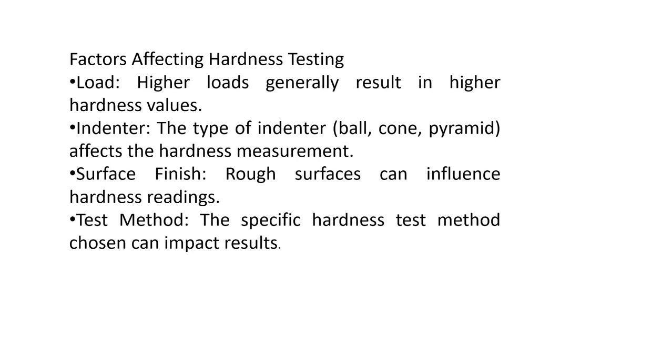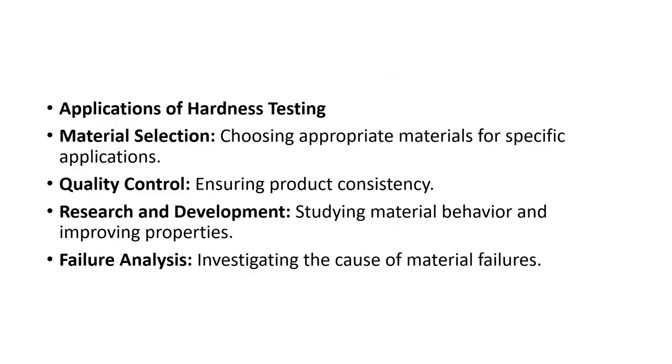The various factors affecting hardness testing. First one is the load. Higher loads generally result in higher hardness values. If you are applying high load, then higher hardness values are there. Indenter: the type of indenter, it may be ball, cone or pyramid, affects the hardness measurement. Surface finish: a rough surface can influence hardness readings. And the last one is the test method. The specific hardness test method chosen can impact results. These are the various factors affecting hardness testing.